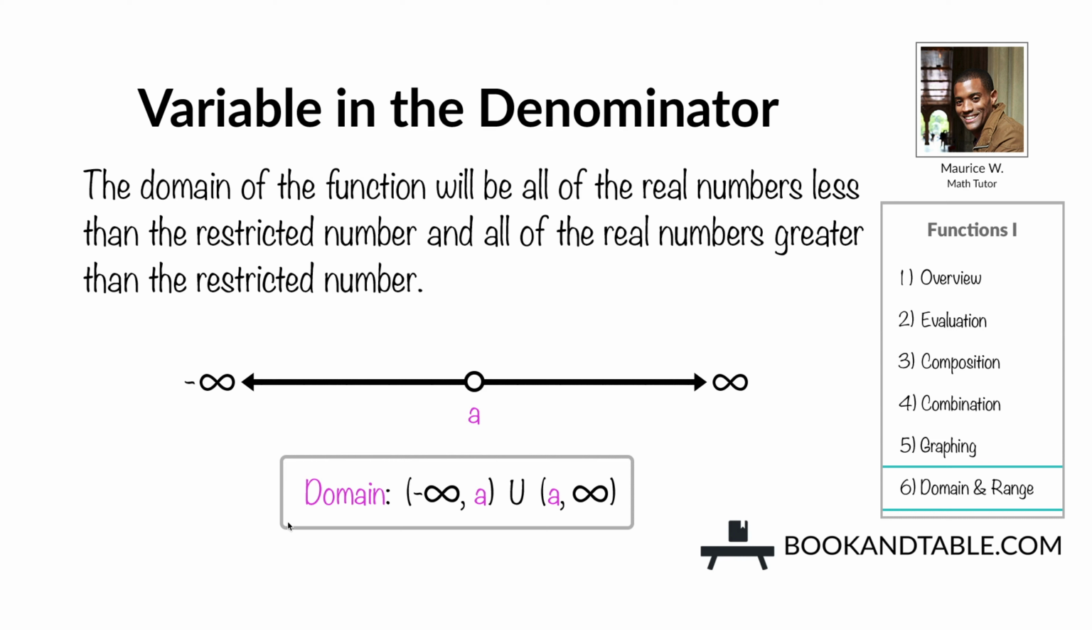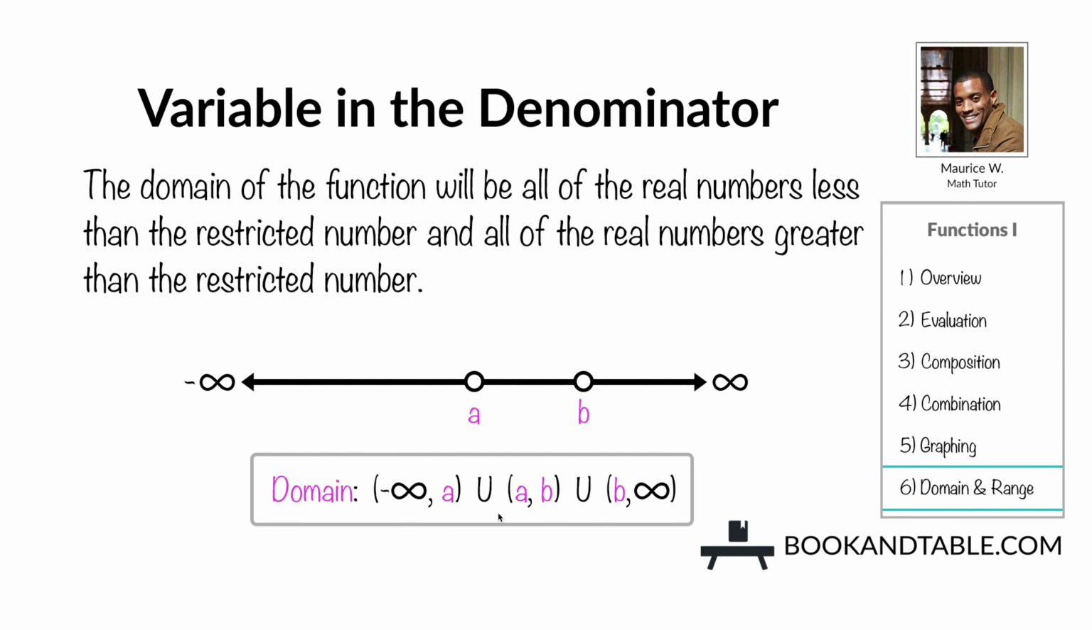So this would be the general form of when the domain is restricted by just one number. But as we saw earlier in the chapter, the domain may be restricted by several numbers. So if there were a second number, for example, this then creates 3 unique intervals. So the domain would represent that: the first interval, union, the second interval, another union, and then the third interval.